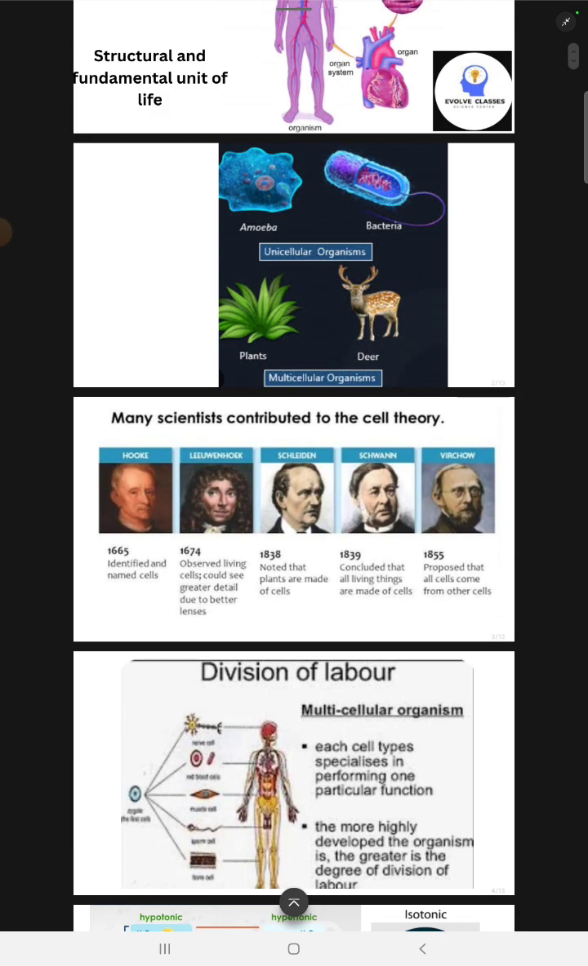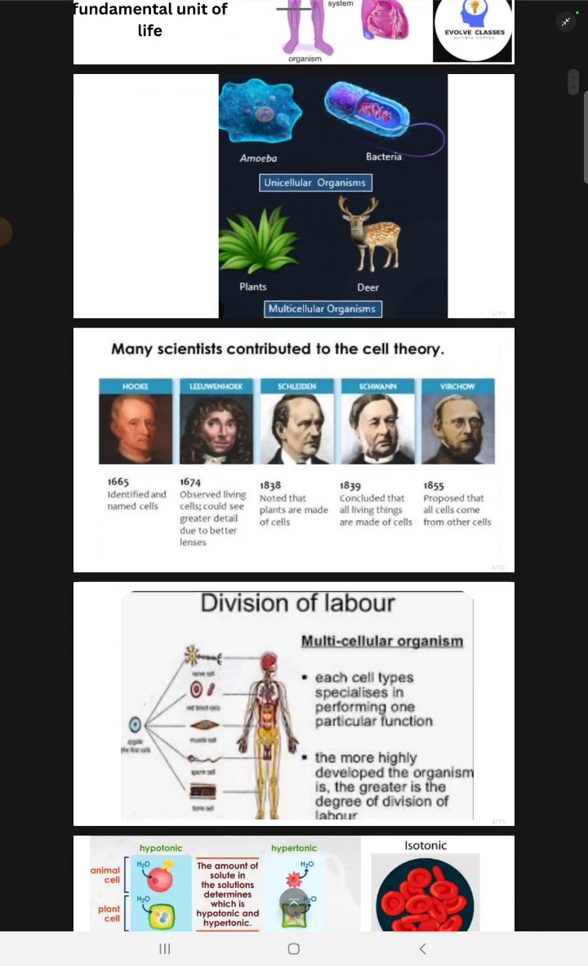Schwann, who also discovered the same thing, and he concluded that all living things are made up of cells. Then Virchow proposed that all cells come from other cells. That means there are some primitive cells from which actually these new cells are being formed. Means primitive cells are giving rise to the new cells. So these scientists had a great value for the study of science.